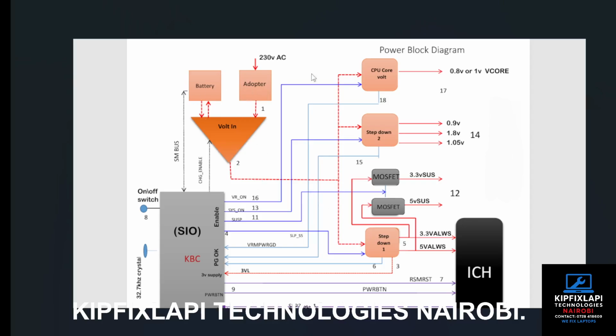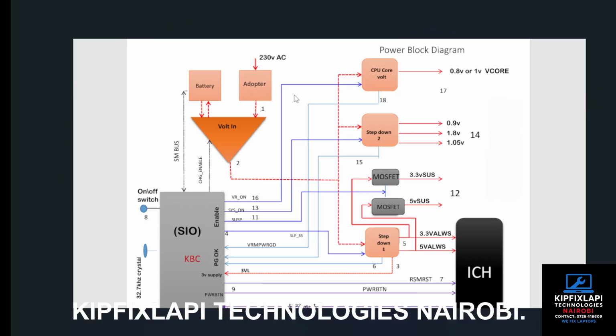So let's go directly to the discussion of today. This is a diagram which shows how the voltage enters into the motherboard through the power port until it reaches the V core of the CPU, the PCH, GPU, or any other component inside the laptop motherboard. Here, these red arrows show the voltage flow.